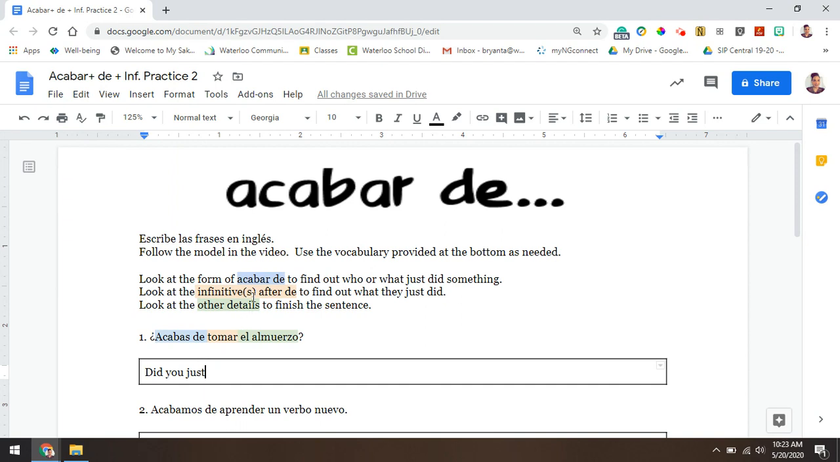I'm going to look at the infinitive after the de and the other details in green to find out what the rest of my statement is. Tomar el almuerzo. Tomar el almuerzo is a phrase for to eat lunch. So the question is, did you just eat lunch?